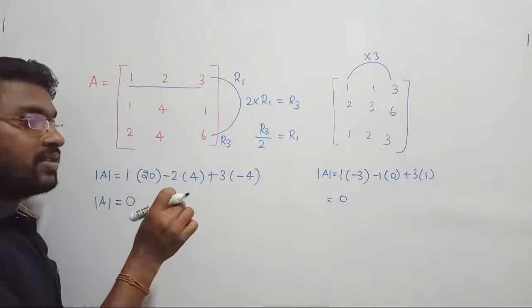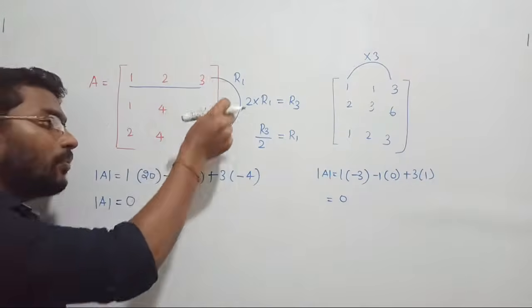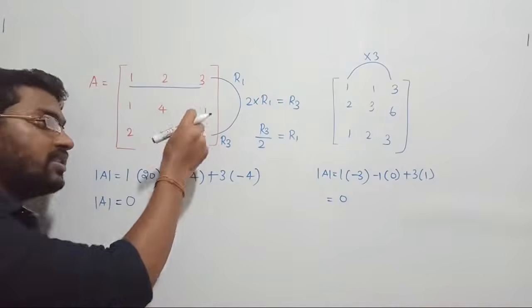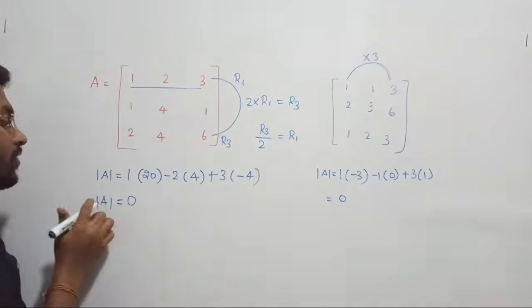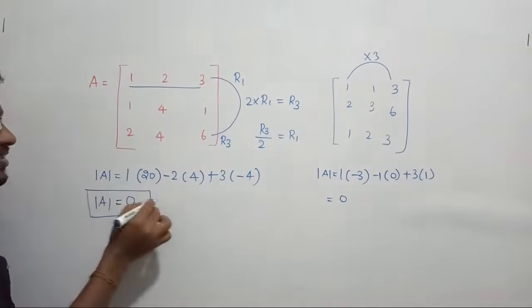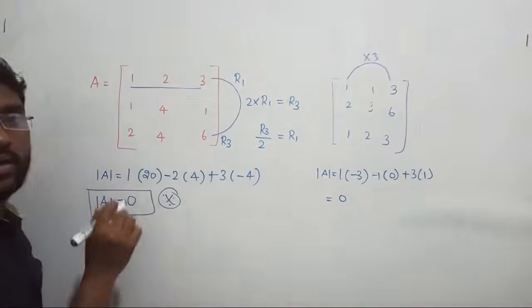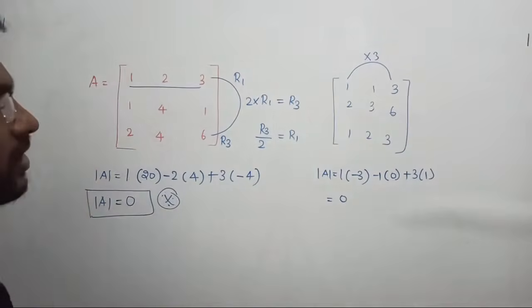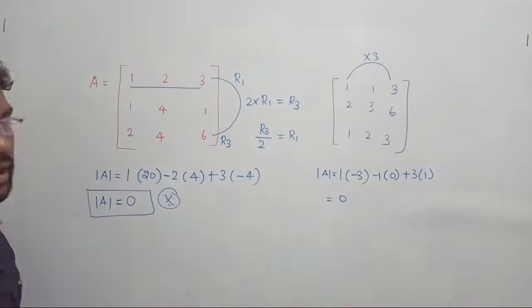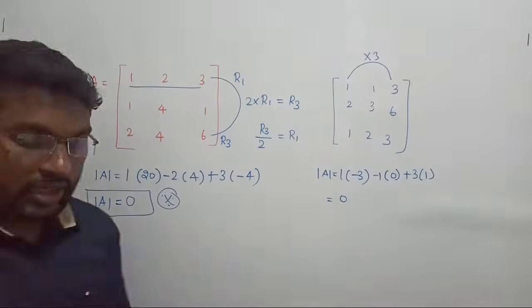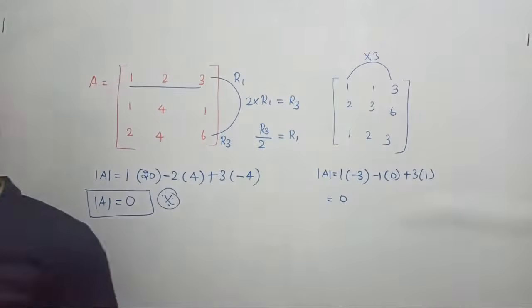The conclusion is, if the rows are dependent on each other, or if the columns are dependent on each other, then the determinant of that matrix is going to be equal to 0. That is the next property. If there is any dependence between the rows or columns, then its corresponding determinant is going to be 0. So let us see the next property.